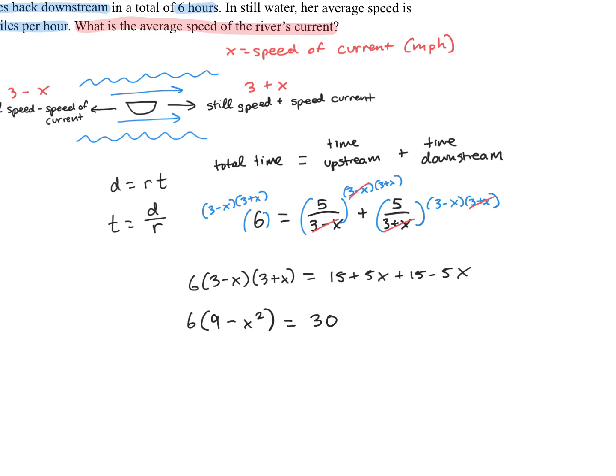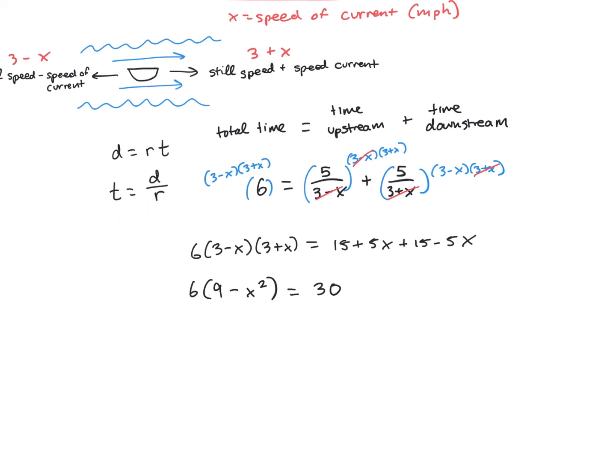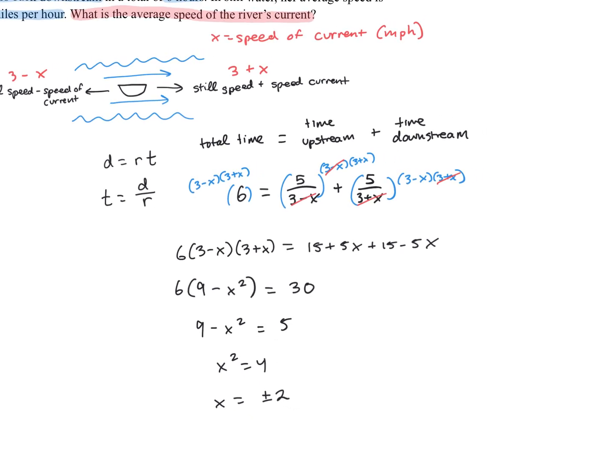And then this is a quadratic, so here maybe I'll actually just divide both sides by 6 and then set it equal to 0. So we have 9 minus x squared equals 5. And then we can say that x squared equals 4. So x is equal to plus or minus 2. So looking at our excluded values from our original equation, we see that x cannot equal 3 or negative 3.